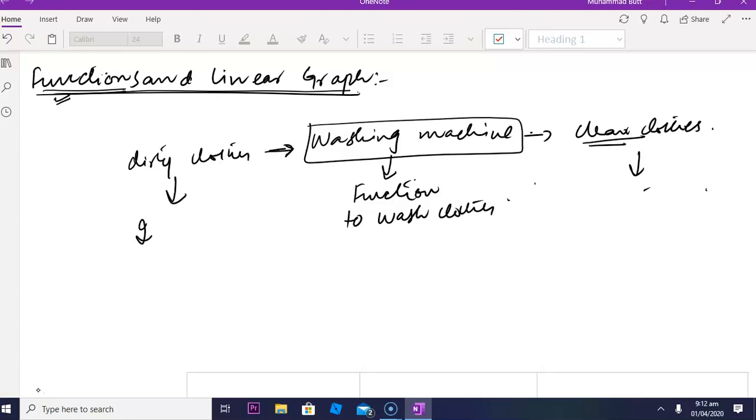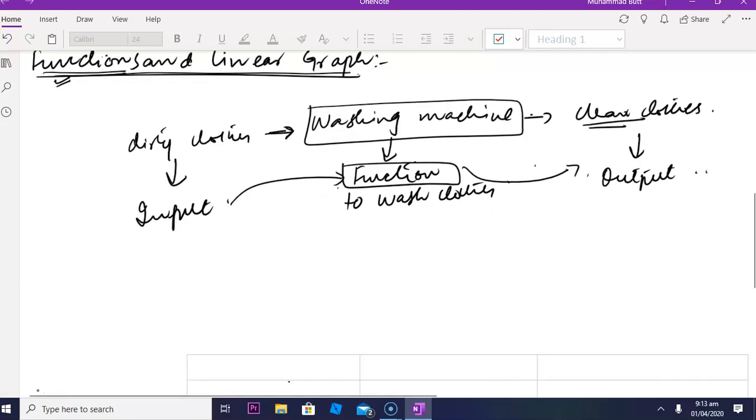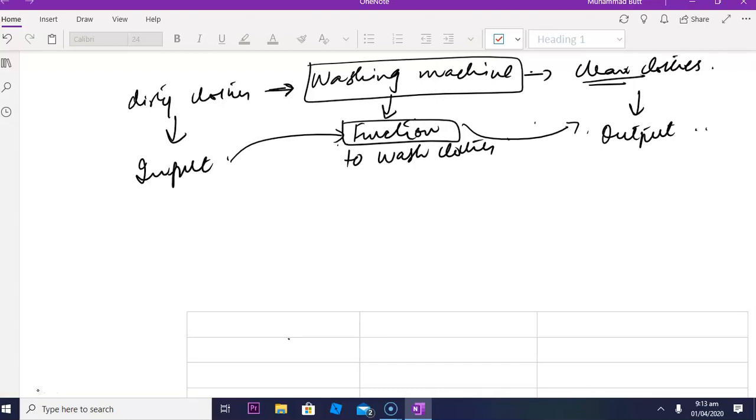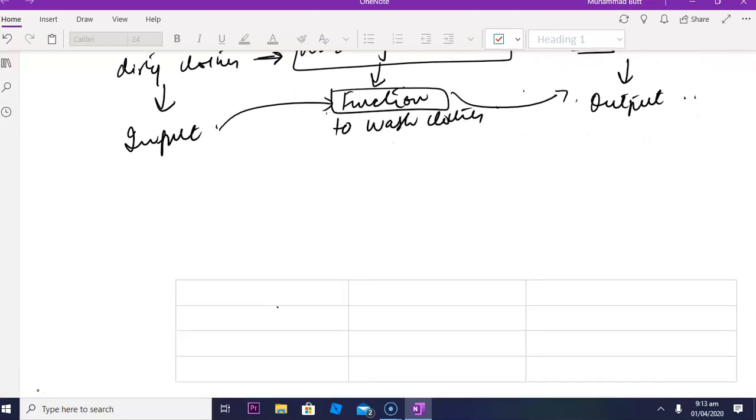Dirty clothes is actually the input and the clean clothes is actually the output. So, function is actually the relationship between input and the output. Keeping in mind this example, we can start with the number. Let us suppose that we have a table over here.